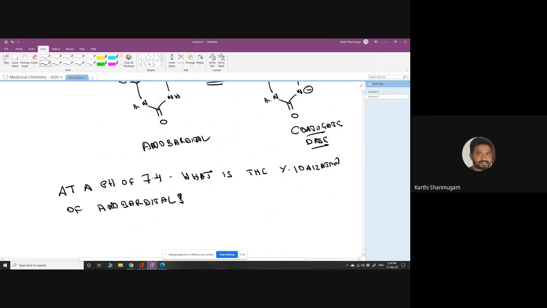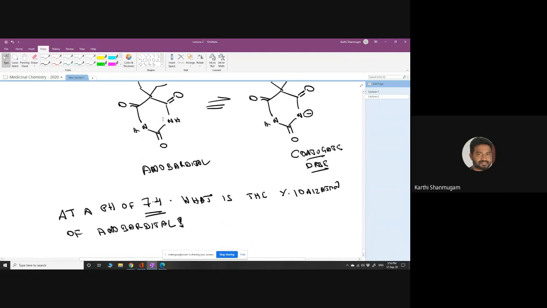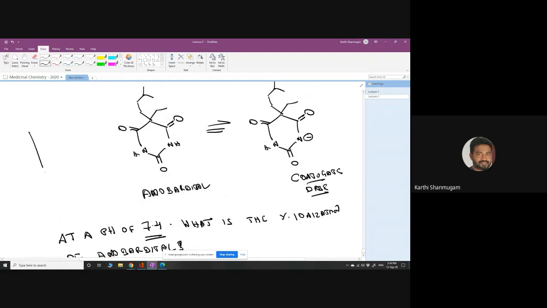The question is, at a pH of 7.4, what's the percentage ionization of this molecule? That's all. So I simplify this. If we have a solvent or environment with a pH of 7.4, how many molecules will be in their ionized state? That's the question.